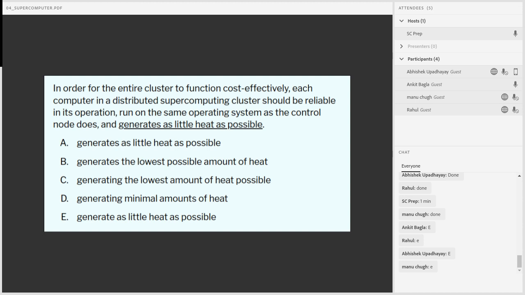It tests parallelism, with three parts that should apply. Should: each computer should be reliable in its operation, it should run on the same operating system, and it should generate as little heat as possible. So should applies to all three, and should is the auxiliary modal verb. Then the verb will be in the plural form. It will be generate, and that eliminates A and B and C and D as well, because generating is not a verb at all. Good. C and D.